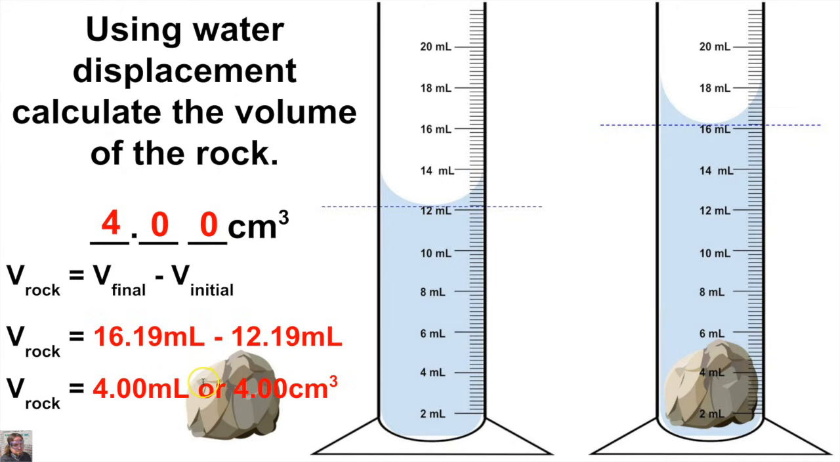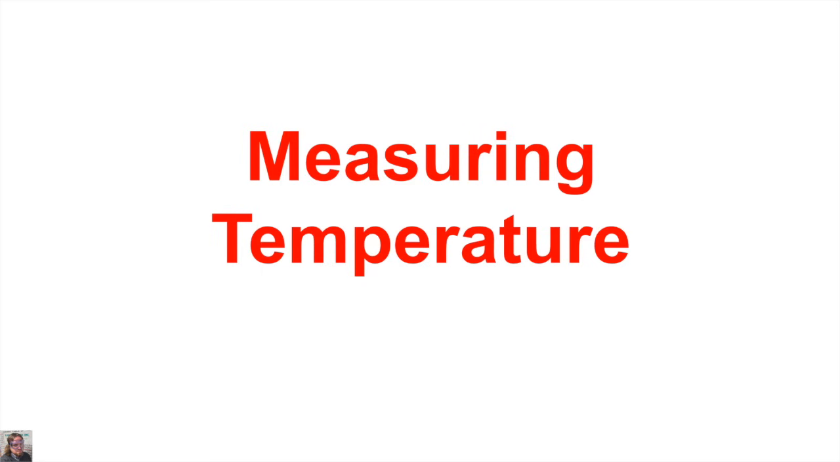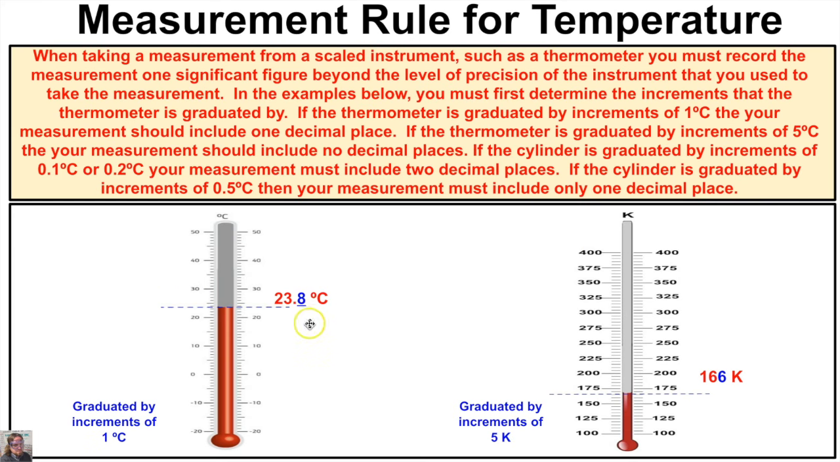So now that we know how to measure volume, let's now switch gears and figure out how we're going to measure temperature from a thermometer. So let's now take a look at how we're going to measure temperature. When we measure temperature from a thermometer, the rules are very similar to the rules that we learned about taking measurements of volume. It says right here that when taking a measurement from a scaled instrument such as a thermometer, you must record the measurement one significant figure beyond the level of precision of the instrument that you use to take the measurement. And so here are the different rules that you can pause and read.